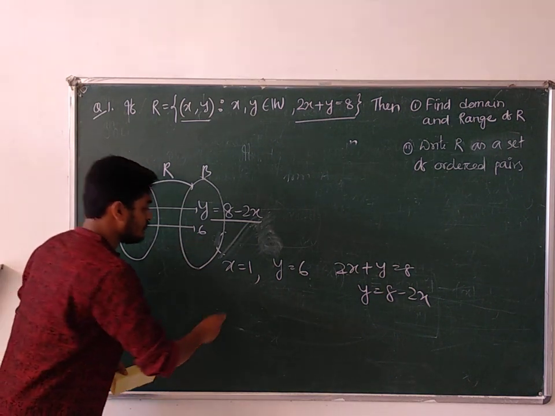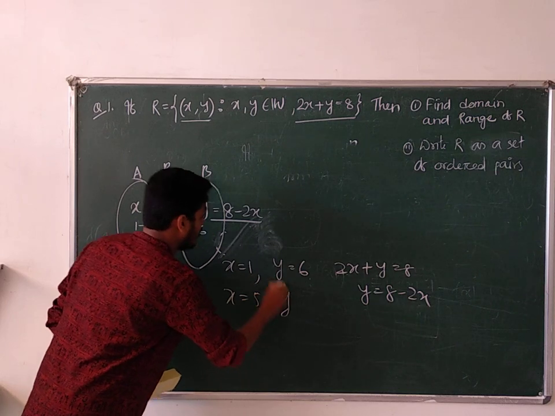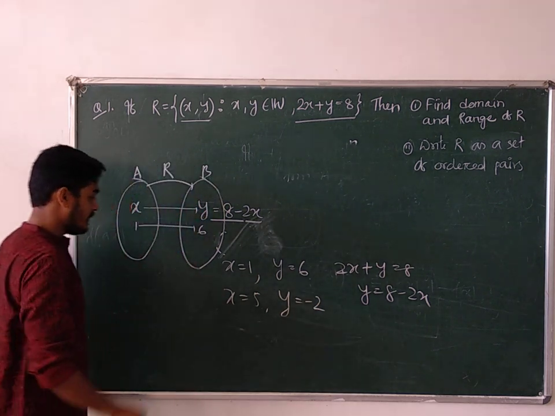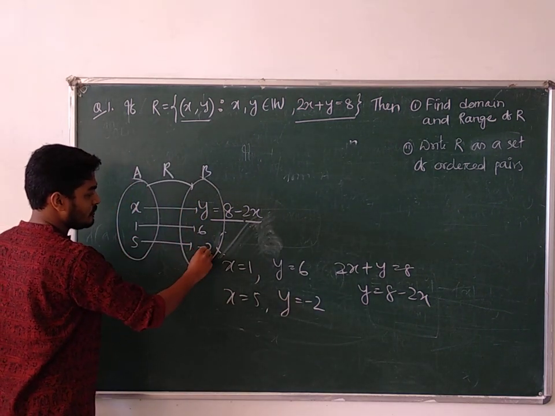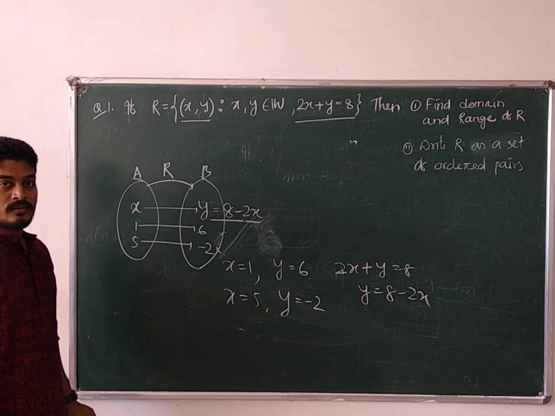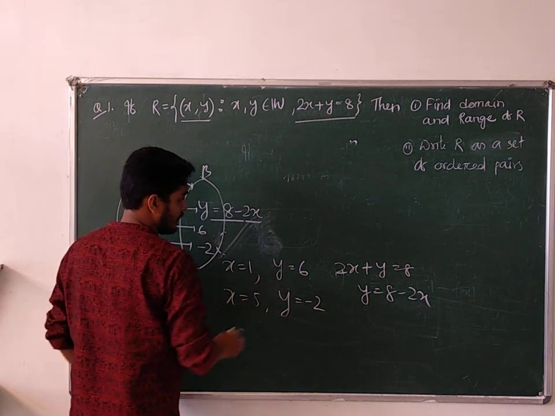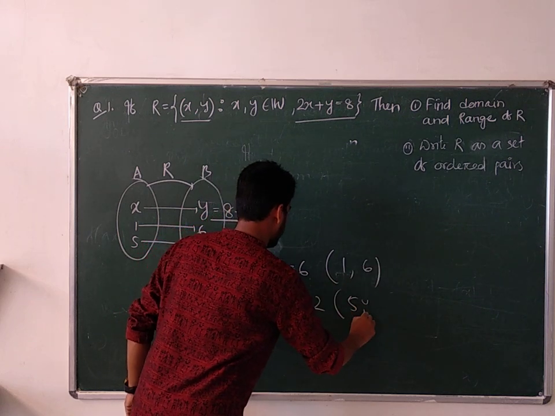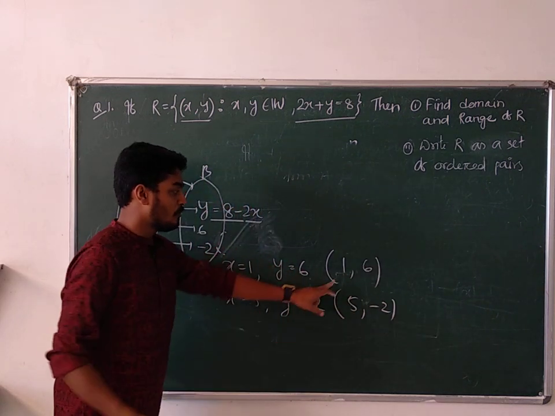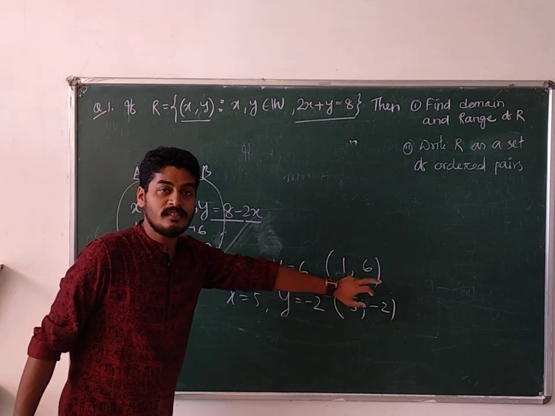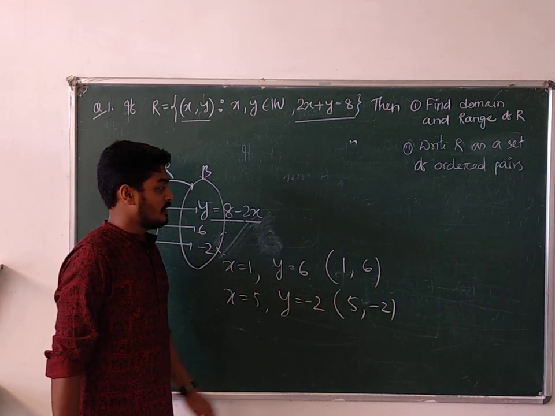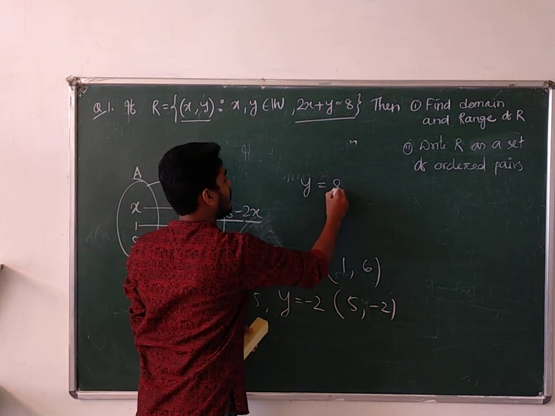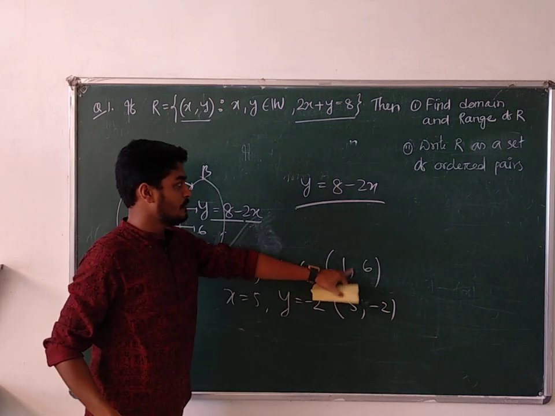Got it? So suppose for X is equal to 5, what is the value of Y? X is equal to 5 means twice X is 10. So Y is equal to minus 2. That means 5 is related with minus 2. They are always represented by pairs. That means one pair is (1, 6) and the other pair is (5, minus 2). Listen, this is the X component and this one is the Y component. Under the condition Y is equal to 8 minus twice X, this ordered pair satisfies this condition.